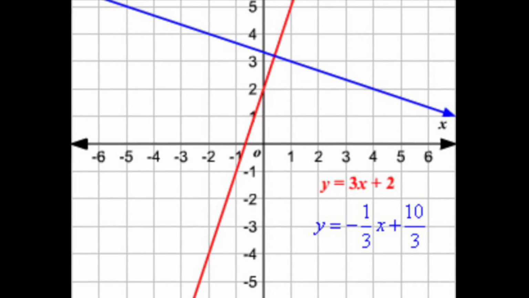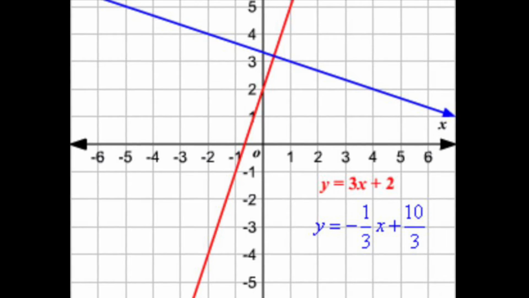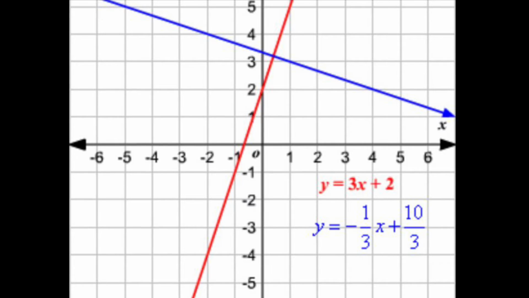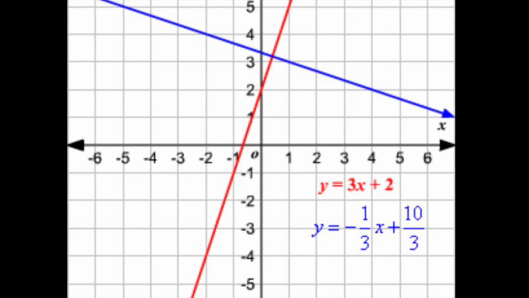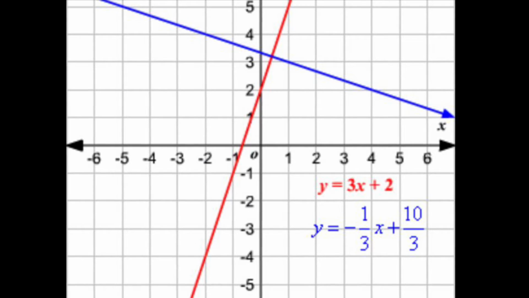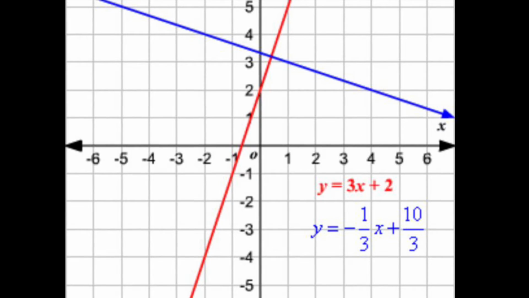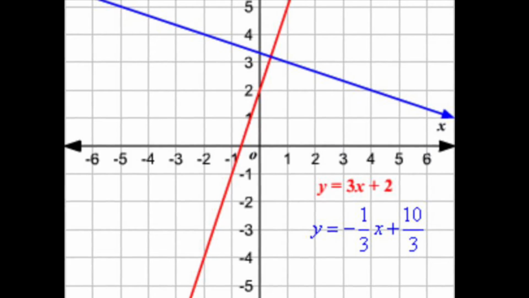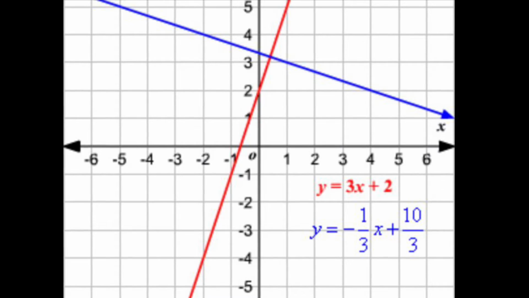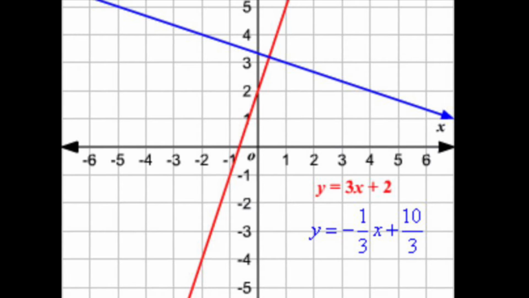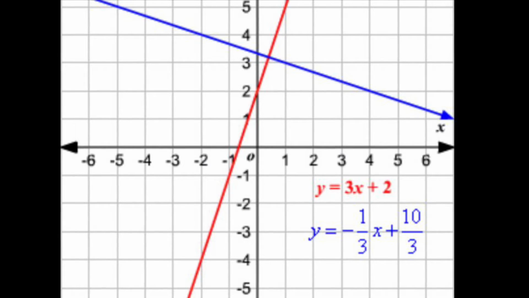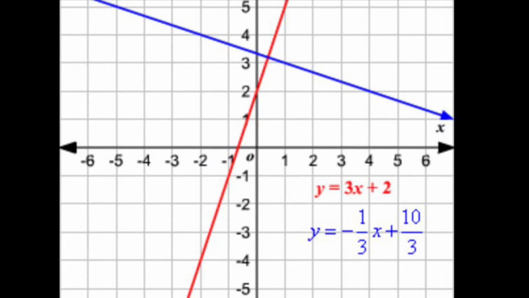On this graph, we see that we have two lines, and we can see that they are perpendicular. There's a 90 degree angle between the blue and the red. I can tell this because I could use a protractor and see there's a 90 degree angle. I can also see that they are perpendicular because when I look at the slopes, the slope for the red line is 3, or 3 over 1.